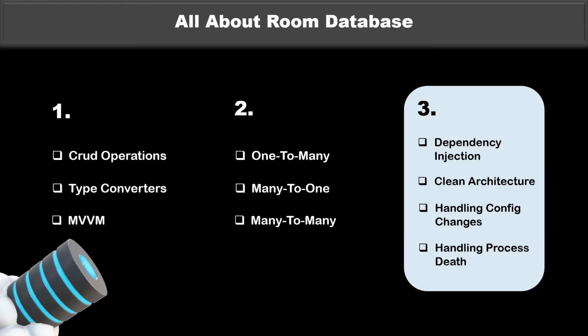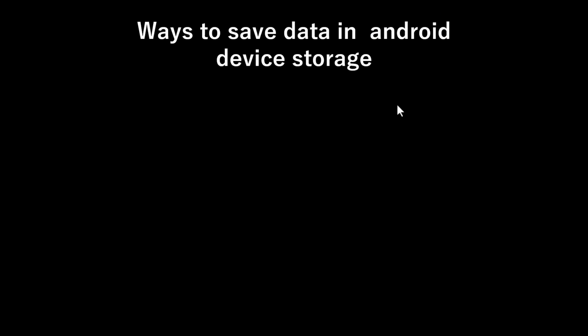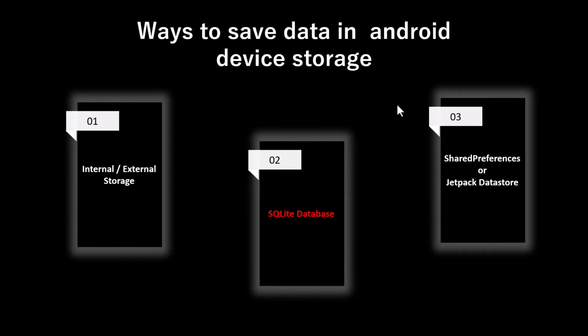Alright, so before jumping into the code, let's try to understand what Room is and what SQLite is with the presentation. There are many ways to save data locally in Android device storage. We can save the data in internal or external storage, in a SQLite database, or in shared preferences. For this particular series we are more focused on SQLite database, but sooner I will also create a video or a series on Jetpack DataStore.